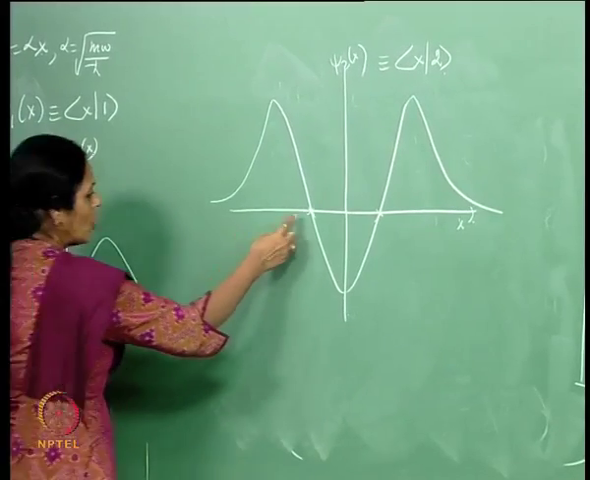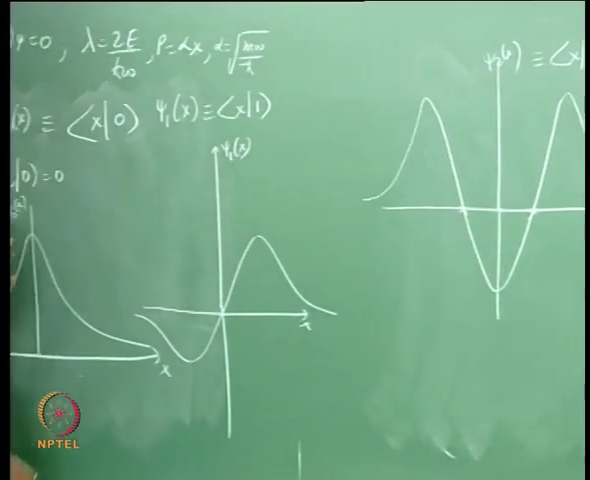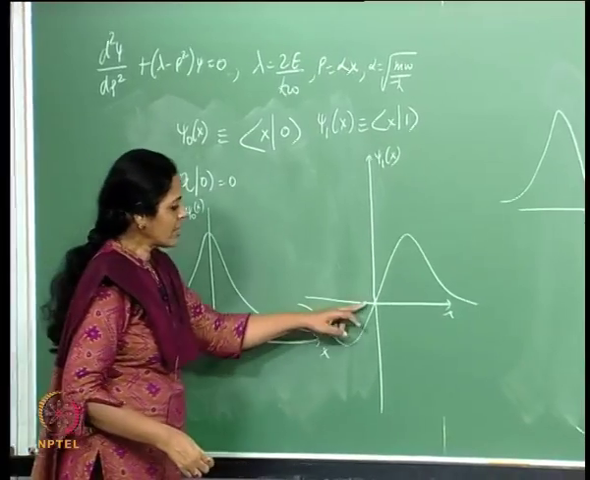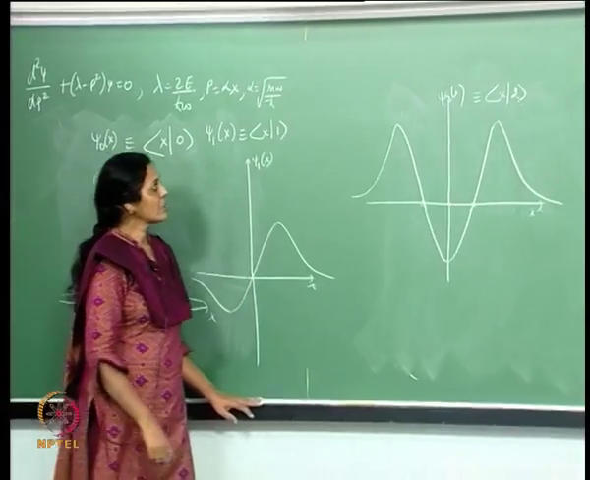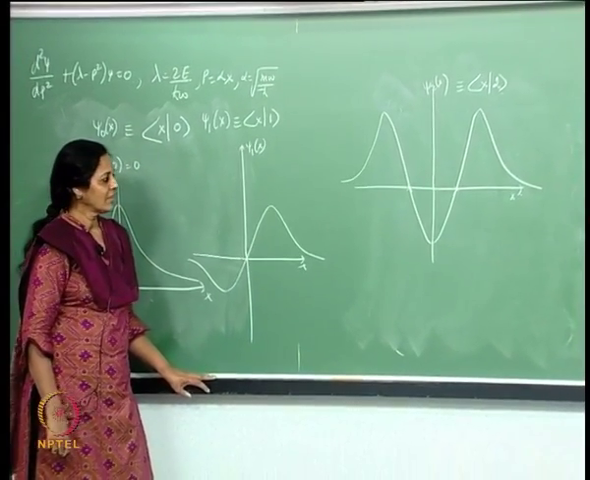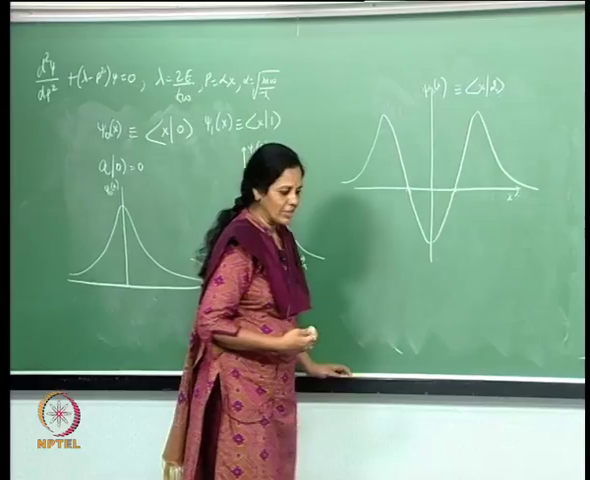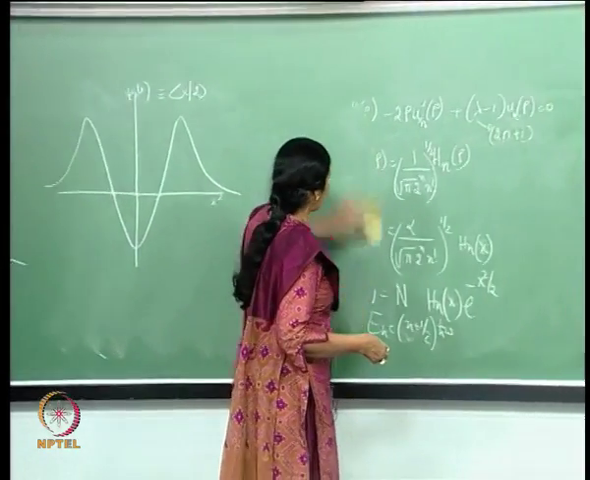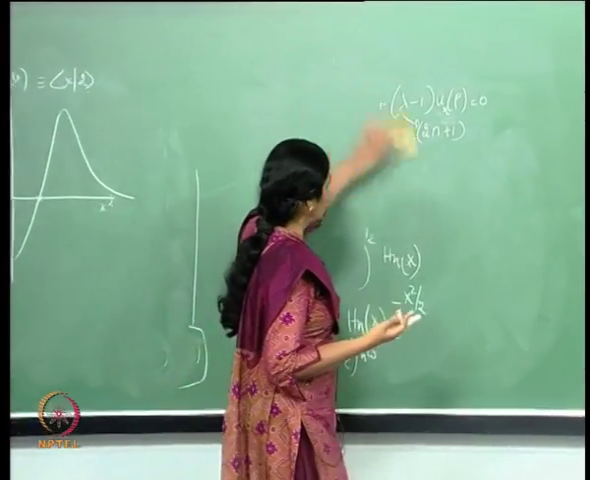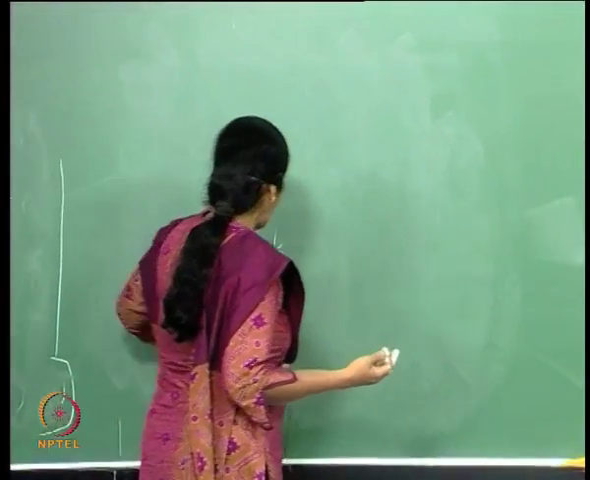So we have this. Now the number of nodes is increasing. The ground state had 0 nodes. The first excited state of the oscillator has 1 node. The second excited state has 2 nodes, and so on. And why does the number of nodes increase with energy? Now that is something that we can see rather easily, because in general the number of nodes would increase with energy for the following reason.